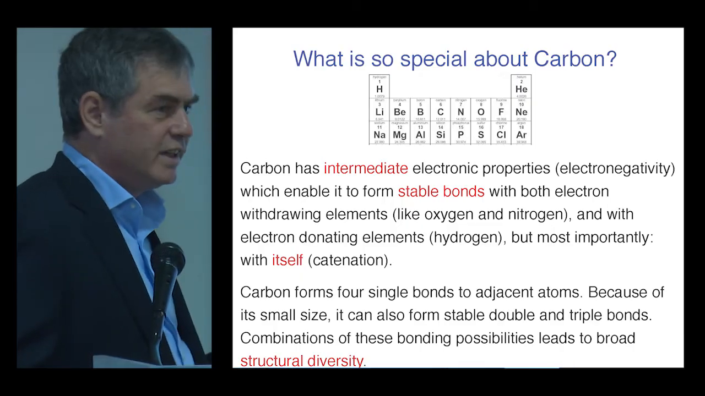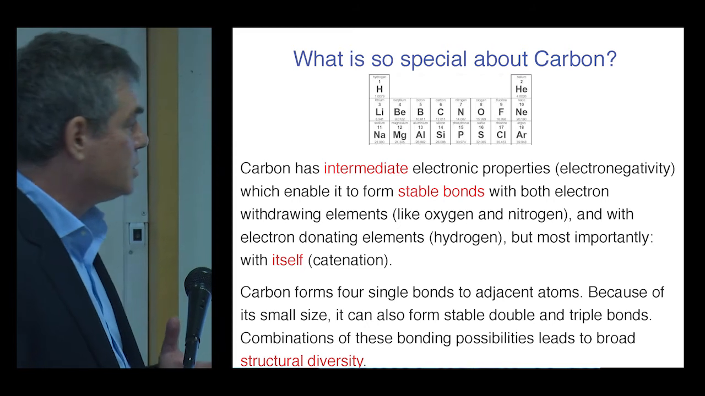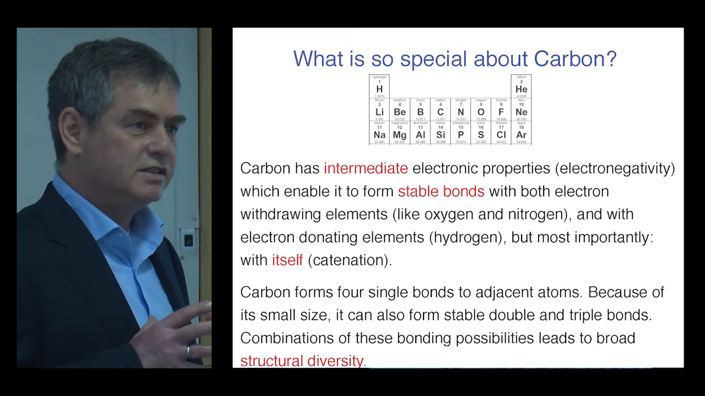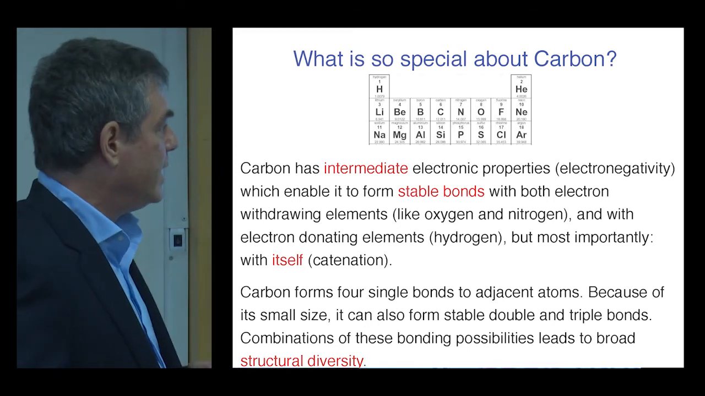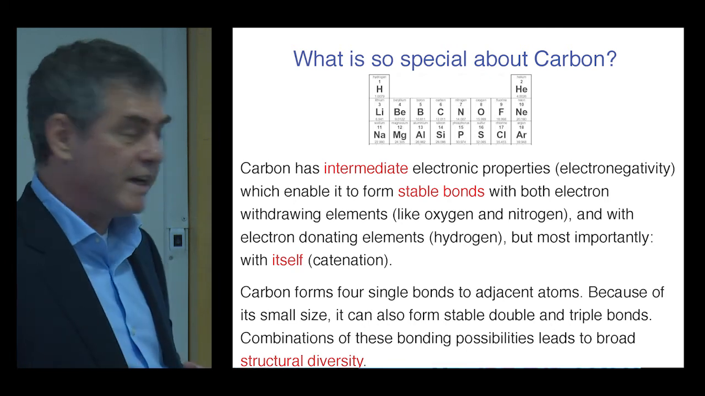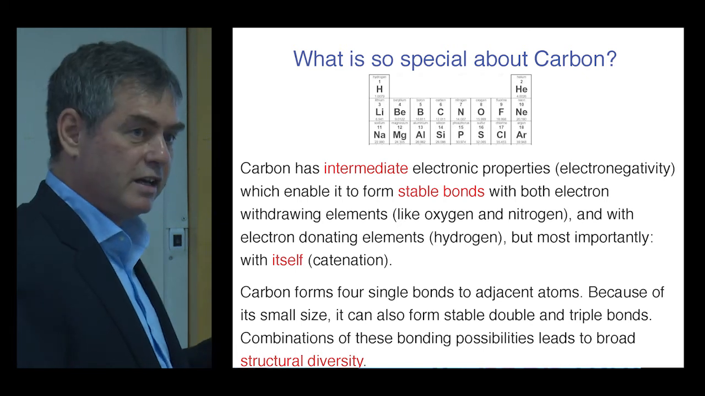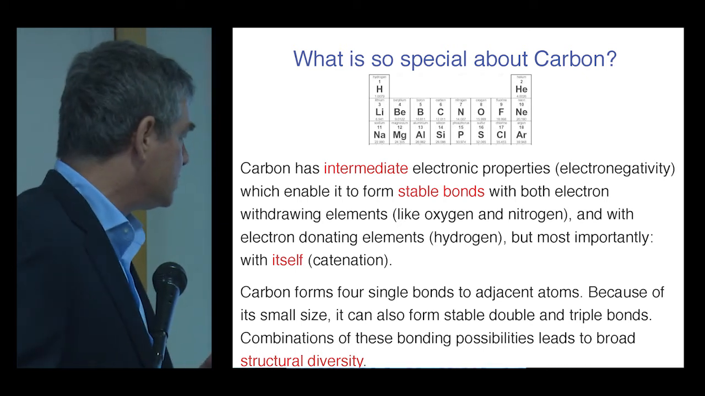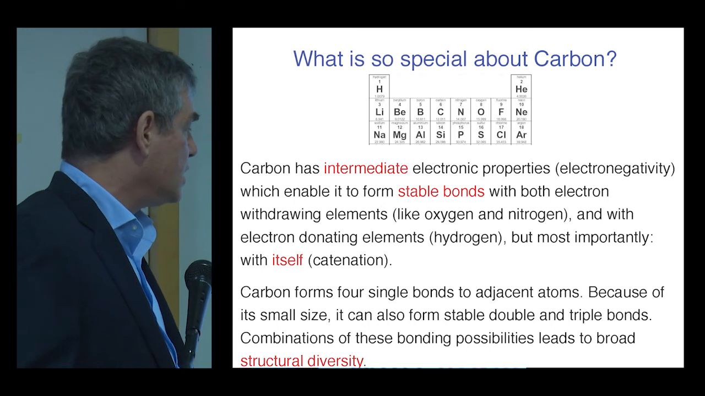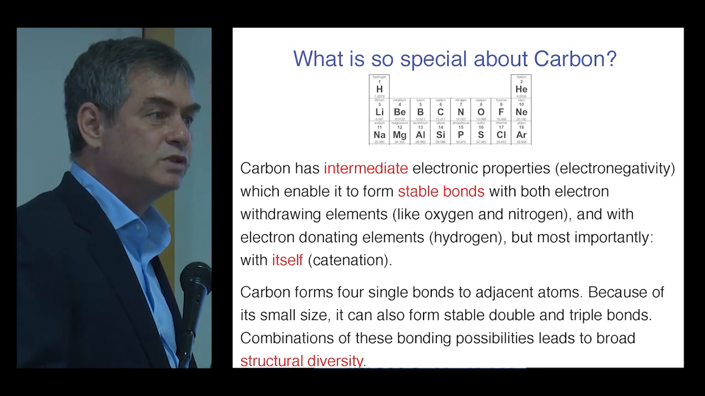What we mean is that carbon has intermediate electronic properties. This intermediacy enables carbon to form stable bonds both with electron-withdrawing elements to the right of it, like oxygen and nitrogen, and electron-donating elements like hydrogen, which is to the left of it. But most importantly, it can form stable bonds with itself.